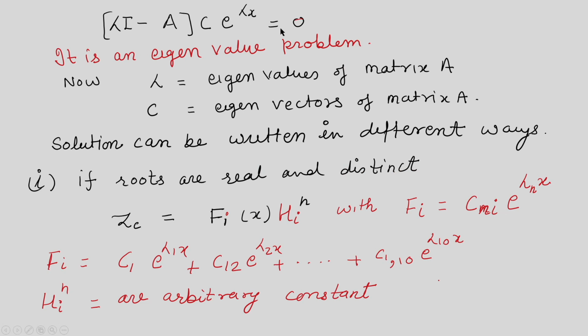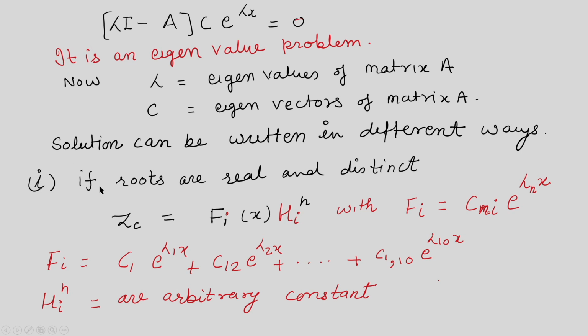Now, finally, we can write like this. So, it is an eigenvalue problem where lambda is the eigenvalue of matrix A and C is the eigenvector of matrix A. So, if we know the matrix A, we can find out the eigenvalues and eigenvectors, and we can write the complementary solutions. The solution can be written in different ways.